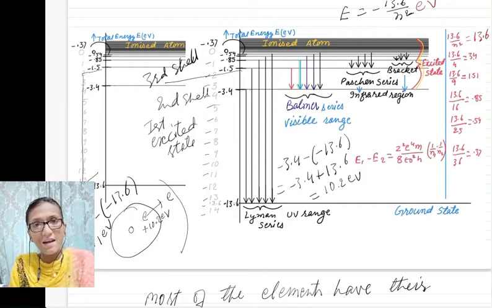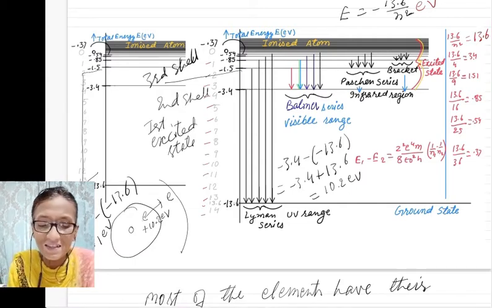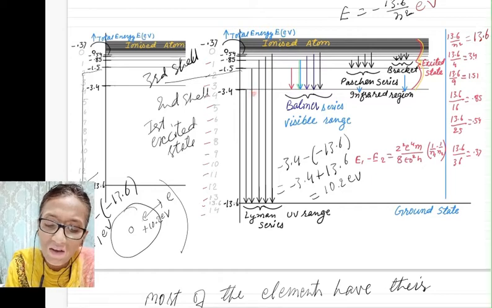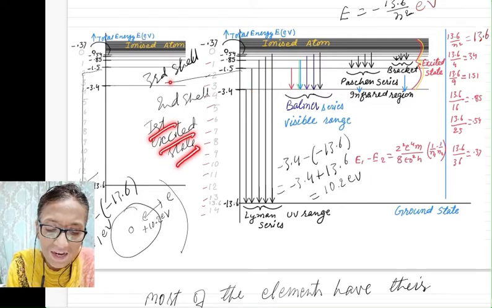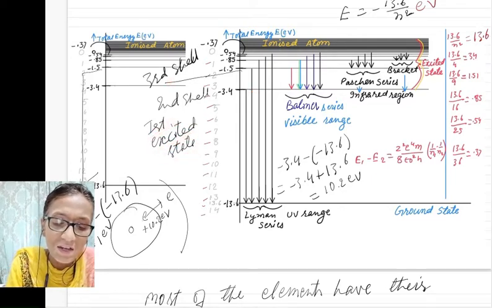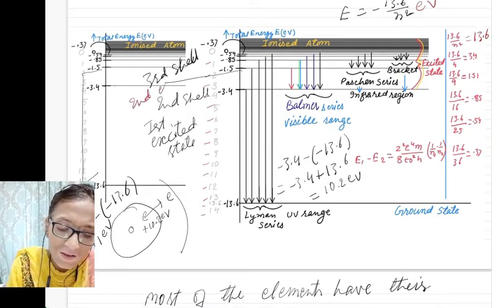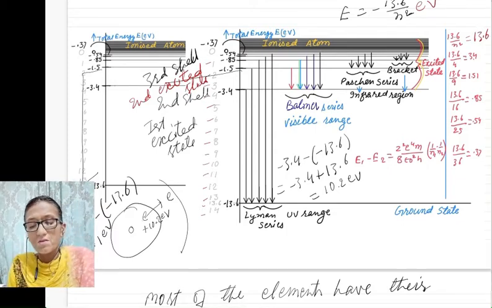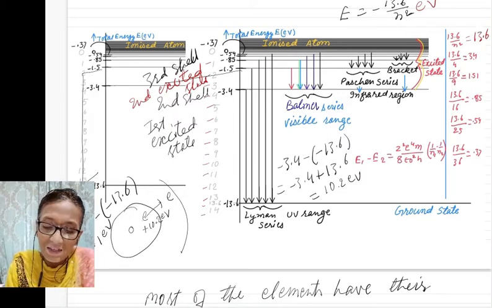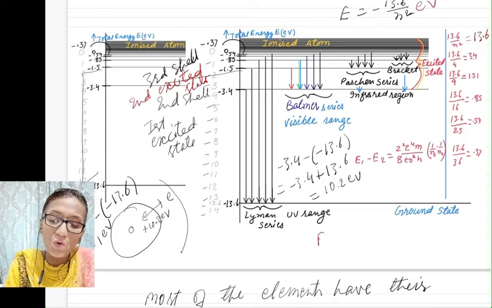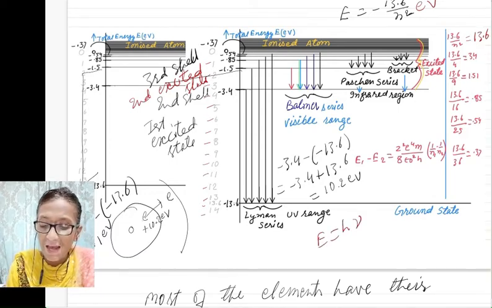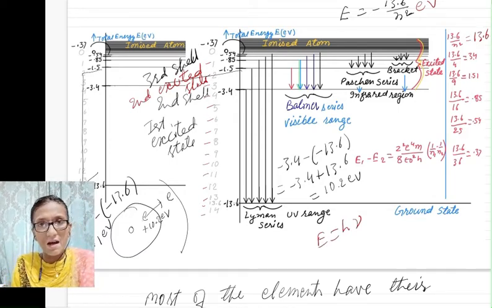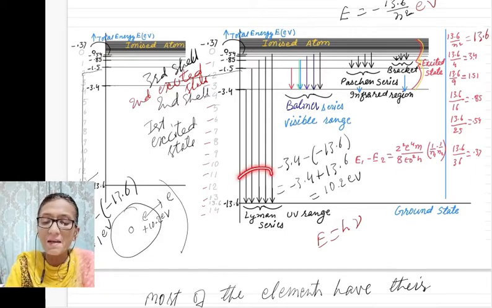Means second excited state. Here you have second cell, first excited state. Third cell is your second excited state. So this is how electrons jump, and this energy gap is very large, and you know that energy is equal to h nu. So when energy is large, its frequency will be large.